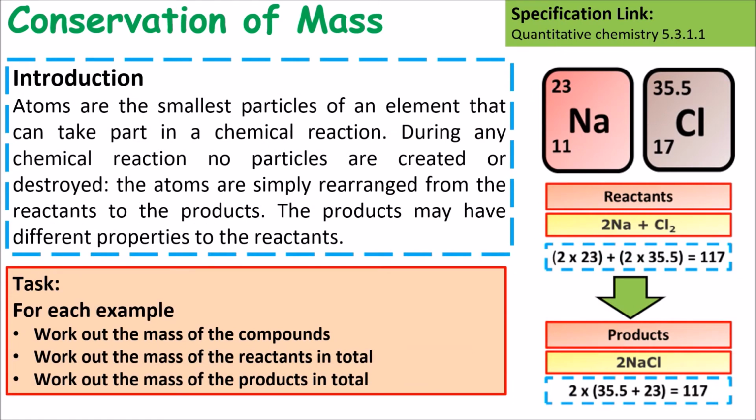So we know that atoms are the smallest particles of an element that can take part in a chemical reaction. So during any chemical reaction, no particles are created or destroyed. So the atoms are simply rearranged from the reactants to the products.